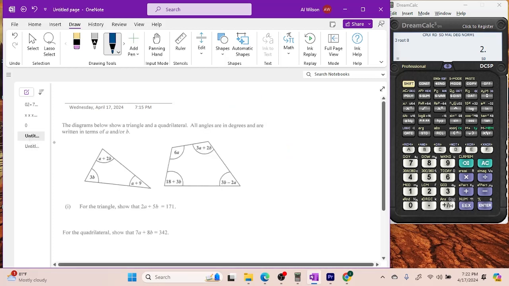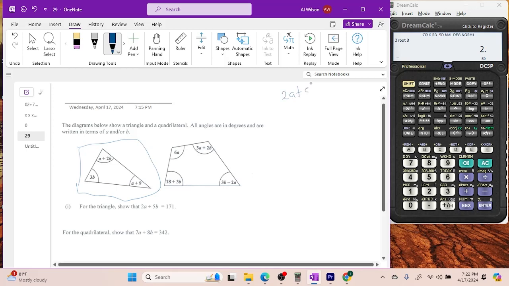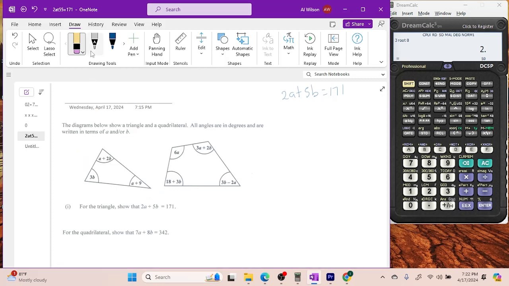All right, then we come into this question. The diagram below shows a triangle and a quadrilateral. All angles are in degrees and are written in terms of A or B. For the triangle, we're told to show that 2A plus 5B is equal to 171, meaning that needs to be our answer. Remember, it's a triangle, and we're looking at the angles in it. We're given 3b, a plus 2b, and a plus 9.